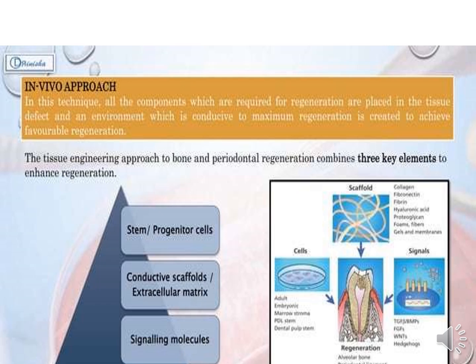The tissue engineering approach to bone and periodontal regeneration consists of three key elements: stem cells, scaffolds, and signaling molecules. The cells can be adult stem cells, embryonic stem cells, periodontal ligament derived stem cells, dental pulp stem cells, or marrow stromal stem cells. The scaffolds can be collagen, fibronectin, fibrin, hyaluronic acid, proteoglycan, foams, fibers, gels, and membranes. And the signaling molecules can be transforming growth factor, platelet derived growth factor, fibroblast growth factor, etc.